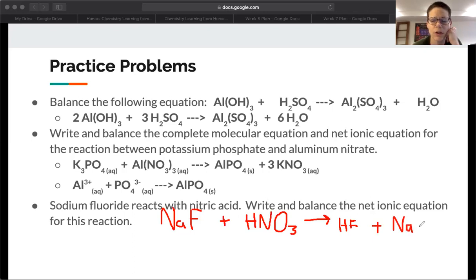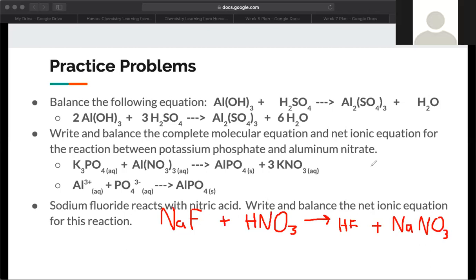So which one of those, right? We don't have any information about solids or anything like that. Which one of those is going to make the solid, the thing to drop down into the net ionic? NaNO3? It is not. It is the HF.